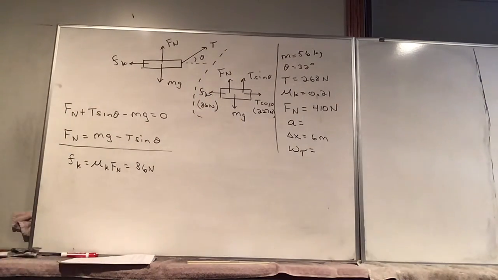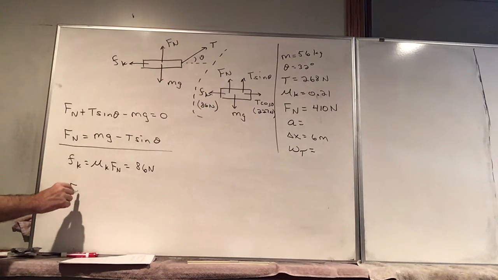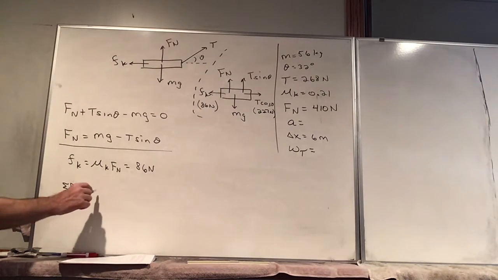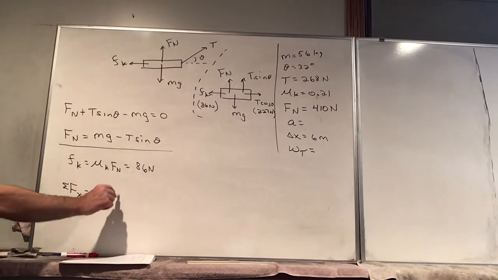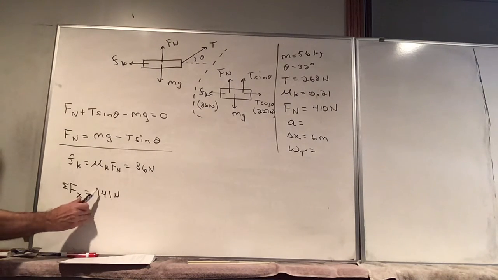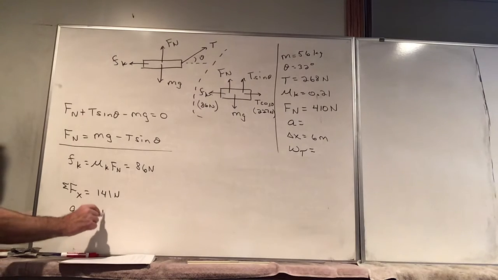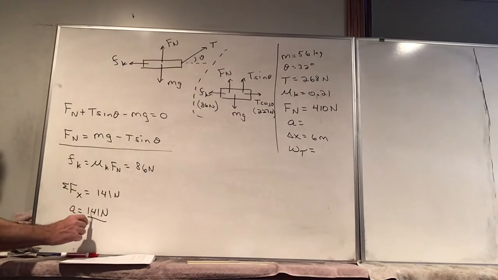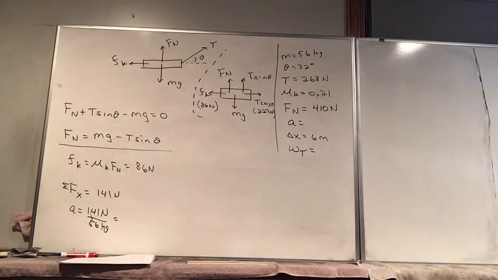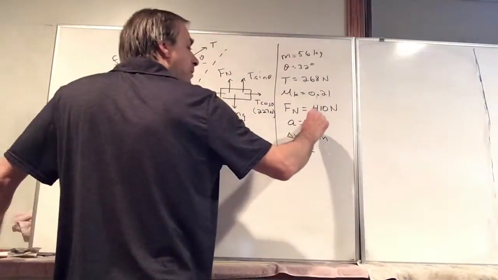So the net force in the direction it's moving, that'd be 227 minus 86. I think it's 141 newtons. And so the acceleration then, that'd be 141 newtons divided by the mass, which is 56 kilograms. So I'm getting for acceleration 2.5 meters per second squared.